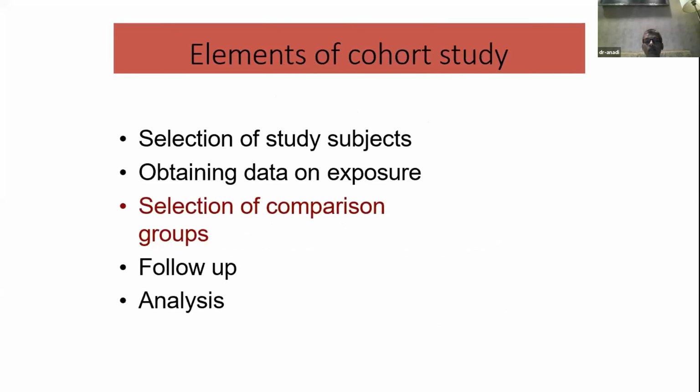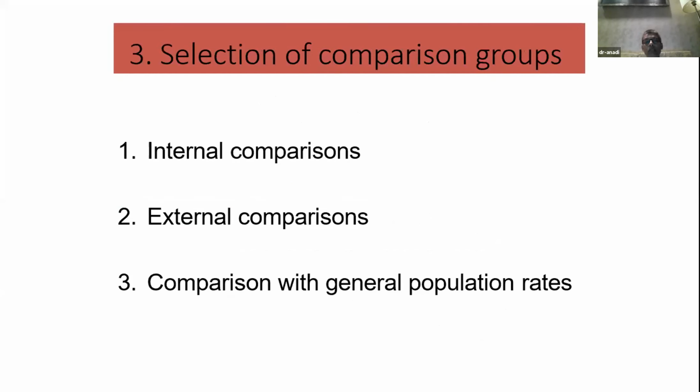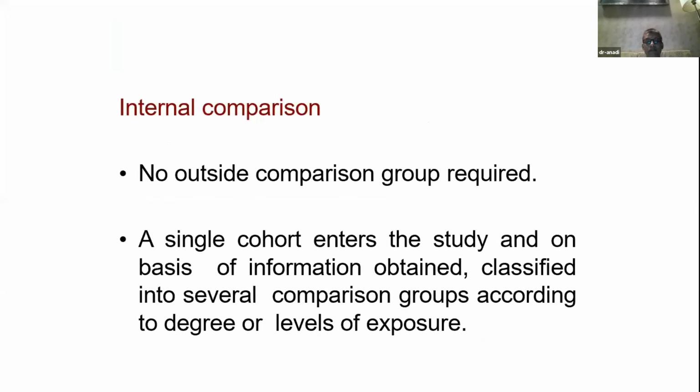So what are the elements of a cohort study? Selection of comparison. Maybe internal comparison, maybe external comparison, or comparison with general population rates. Internal comparison needs no outside comparison group. A single cohort enters the study and, on the basis of information obtained, is classified into several comparison groups according to the degree or level of exposure.